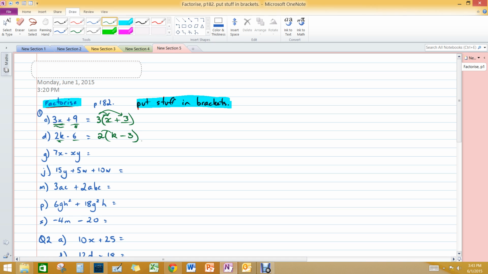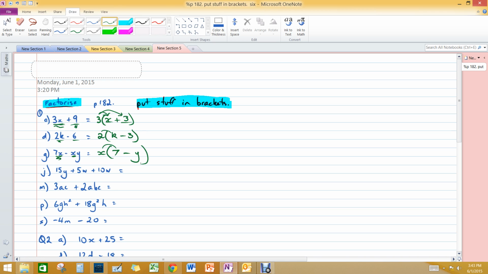For question G, a common factor here is going to be x. So x is common to both of these. So we can actually bring x out the front. It doesn't necessarily have to be a number. It can be a letter as well. So x multiplied by what is going to give me 7x? Well, x times 7. Bring our minus sign across. x times what is going to give me negative xy? Well, x times negative y is going to give me negative xy.